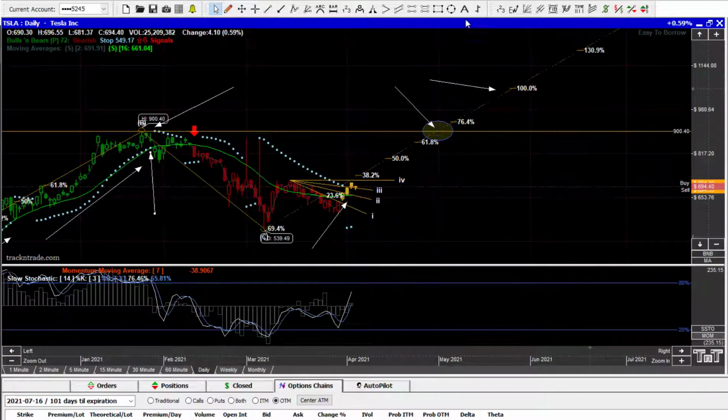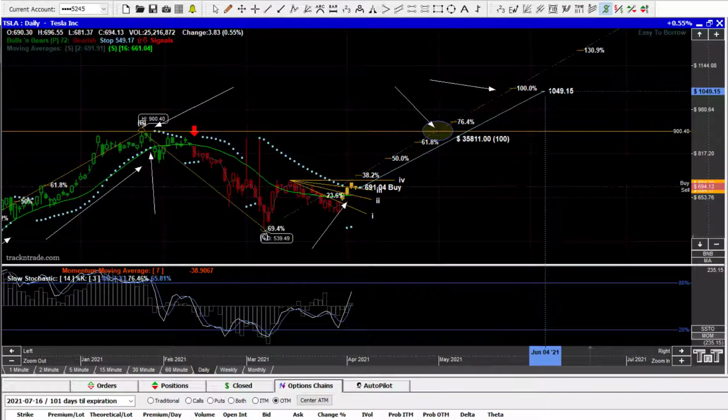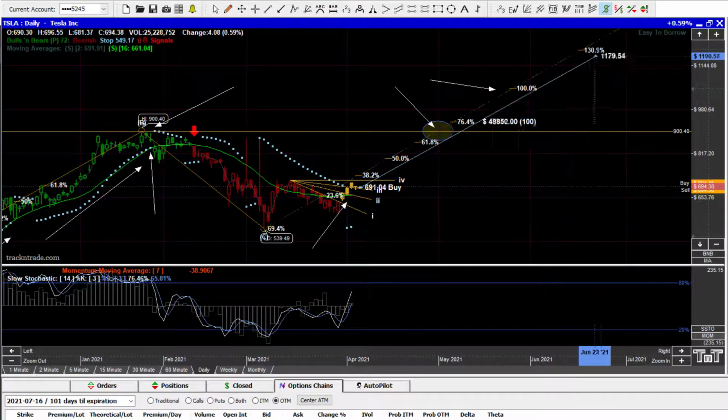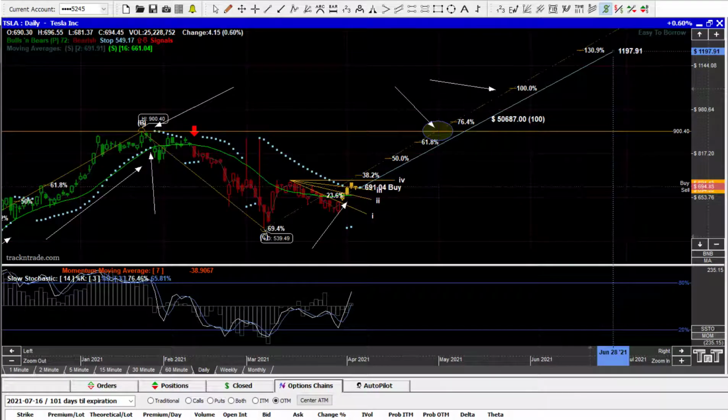And if it did that, let's come in here with a single option. If we just bought one option, we grab our dollar calculator from where it's currently trading up to the 100% level, that would be a $35,000, almost a $36,000 move. Up to 130.9 would be a $50,000 move for a single call option. That would be 100 shares, all right? So 100 shares would take you all the way to $50,000.